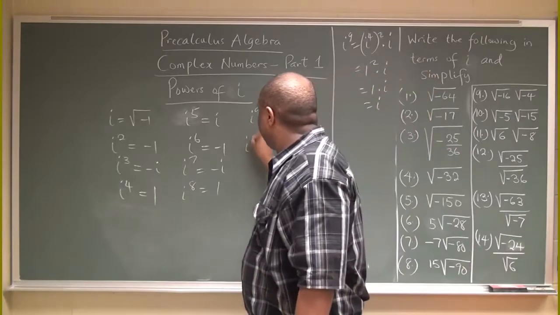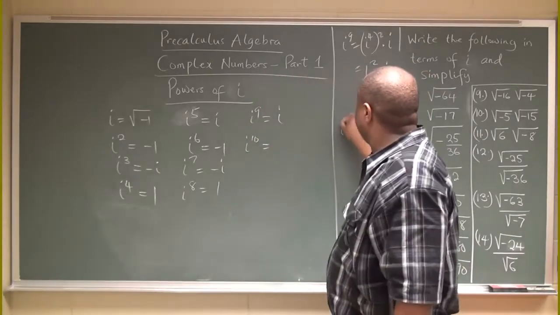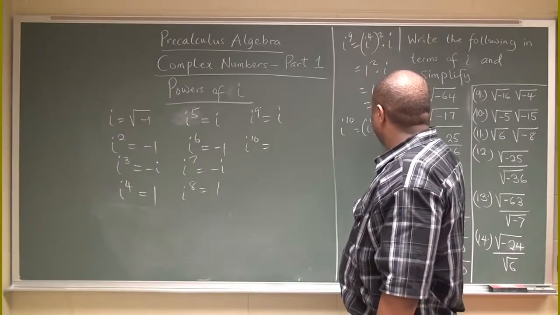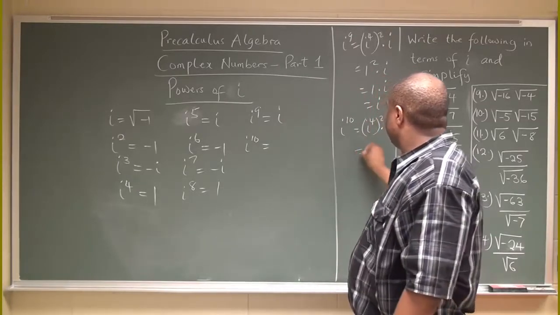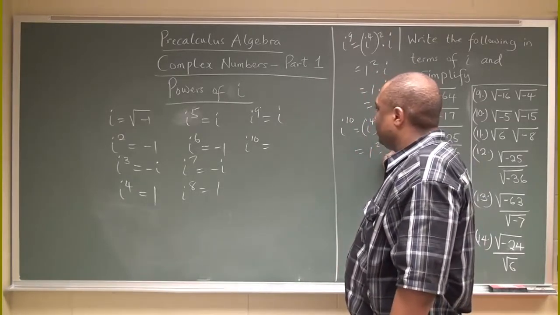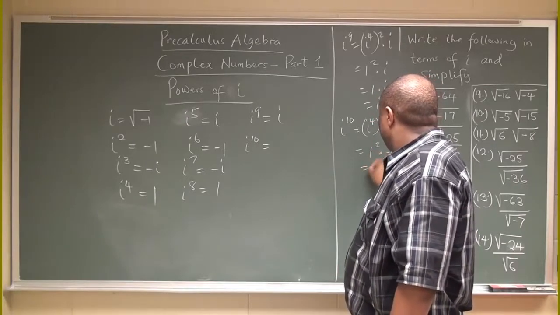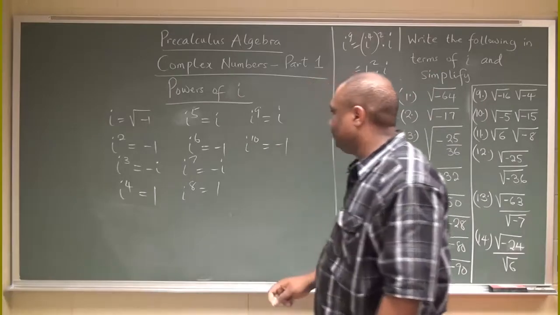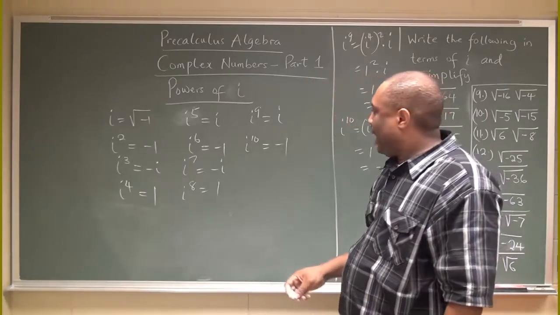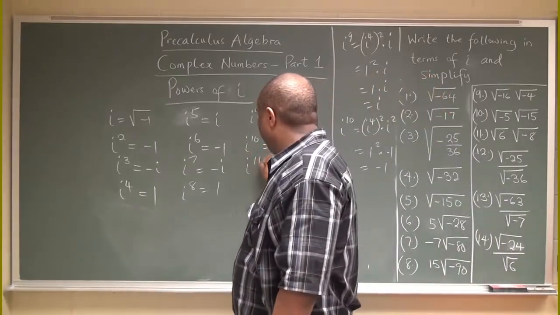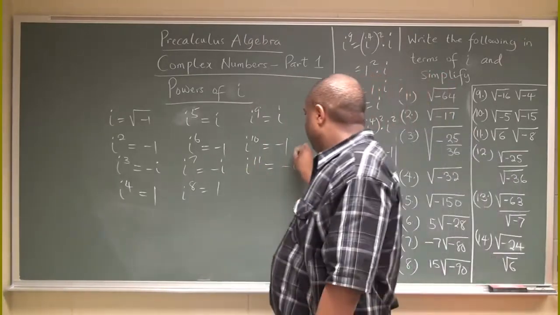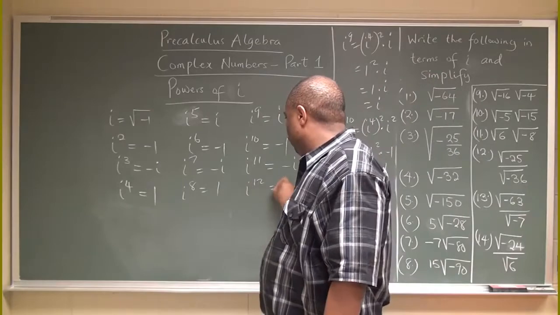So I raised to power 9 is I. Then I raised to power 10 will be I to the 4, all squared, times I squared. So that is 1 squared times negative 1, which is negative 1. Now, what do you think I to the 11 will be? It's going to be negative I. Then I to the 12 will be 1.